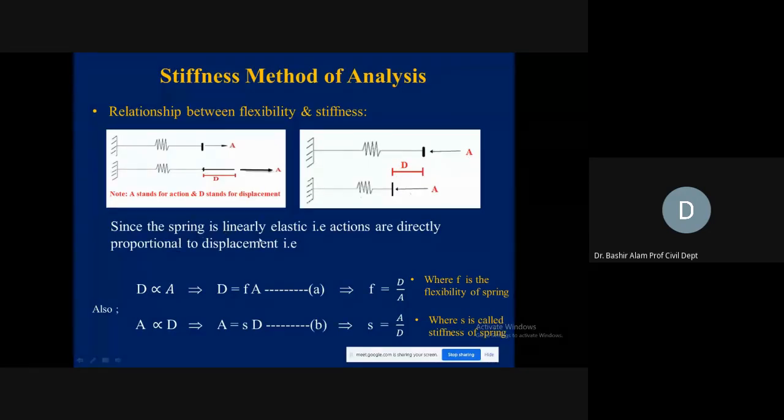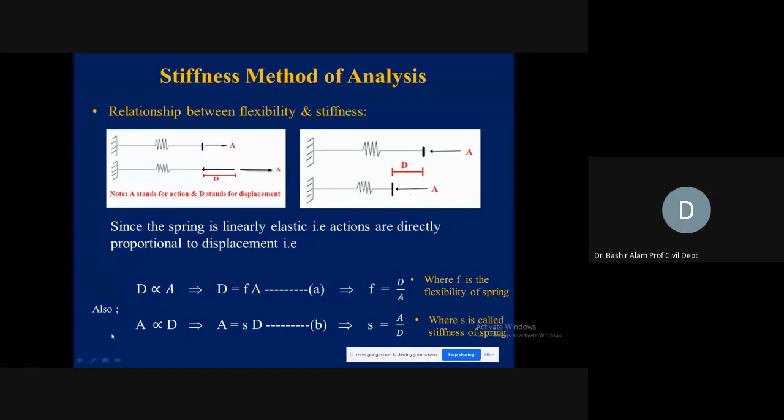Since the spring is linearly elastic, that is, actions are directly proportional to displacement, we can write D is directly proportional to A, or D is equal to FA, or F is equal to D over A. So displacement produced by a unit action was the definition of the flexibility coefficient. So here F is the flexibility of a spring.